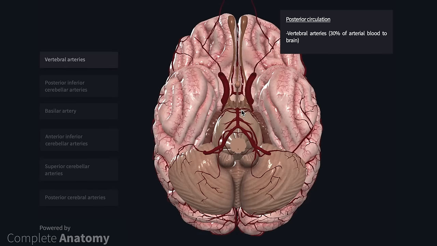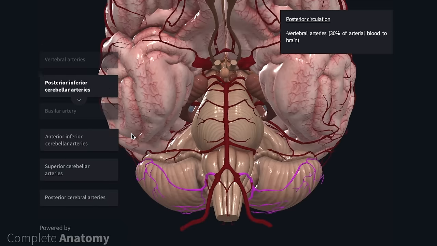So from this point onwards, I'm going to describe the posterior and anterior circulation and the associated branches. The vertebral arteries and the associated branches form the posterior circulation. As the vertebral arteries pass through the foramen magnum, they give rise to the posterior inferior cerebellar arteries and the small anterior spinal artery, which we can see.